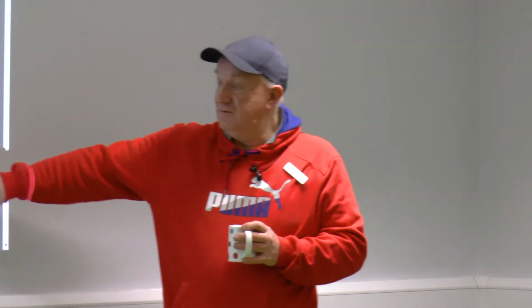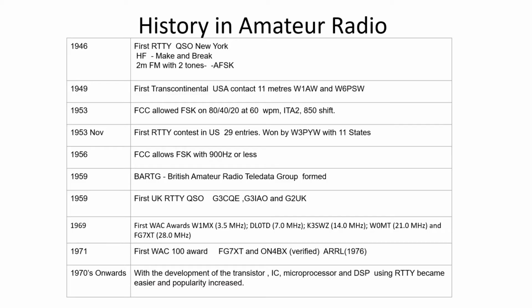You then get into 1969, and basically that's the first Worked All Continents Awards. And then 1971, first 100, Worked All Continents 100. Now this guy, right, he did it. Everybody said he did it, but he didn't get his QSL cards verified. Guadeloupe, isn't it? Is it Guadeloupe?